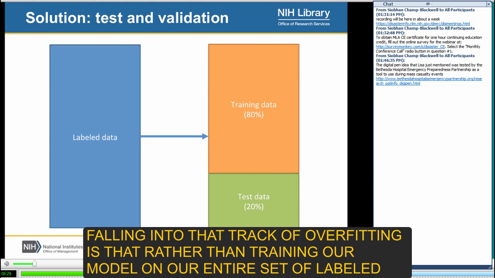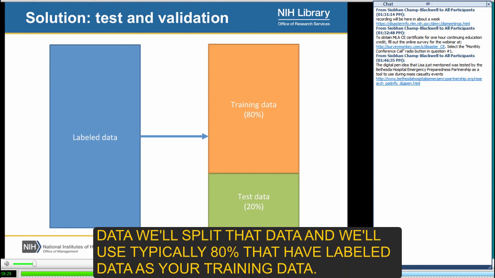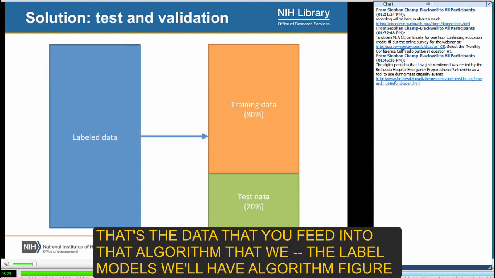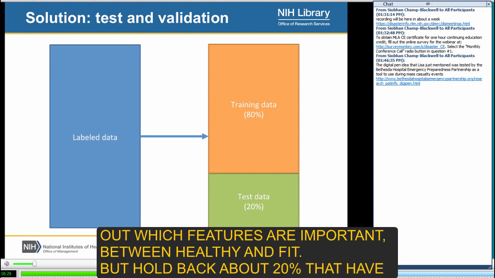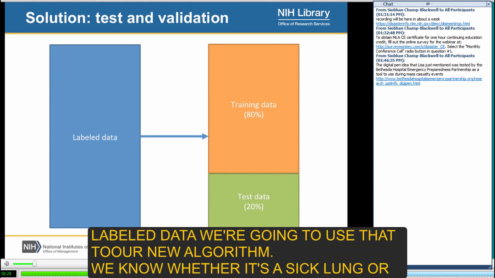Okay, so one of the ways that we avoid falling into that trap of overfitting is that rather than training our model on our entire set of labeled data, we'll split that data up. Typically you use about 80% of that labeled data as your training data. That's the data that you feed into the algorithm, the labeled lungs that we're going to put in and have the algorithm figure out which features are important to tell between healthy and sick. But we're going to hold back about 20% of that labeled data, and we're going to use that to test our new algorithm.